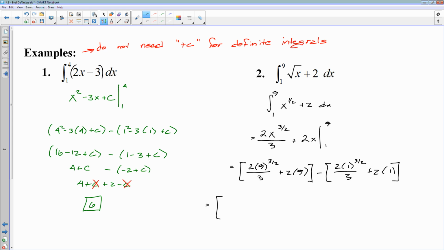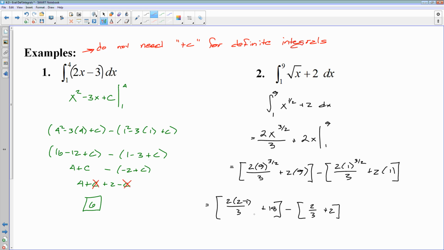which takes you back to your days of doing order of operations. 9 to the 3 halves, that's the square root of 9 cubed. So the square root of 9 is 3. 3 cubed is 27, all divided by 3, plus 2 times 9 is 18, minus 1 to any exponent is 1, so 2 times 1 over 3 plus 2.